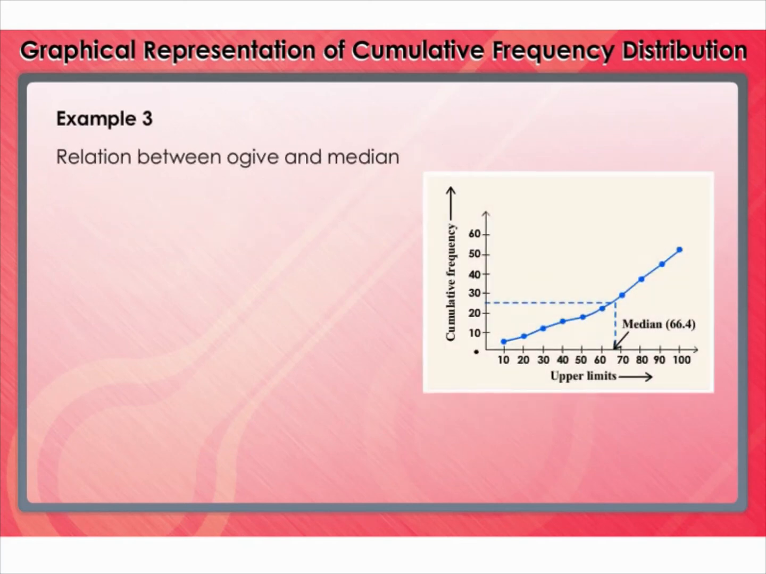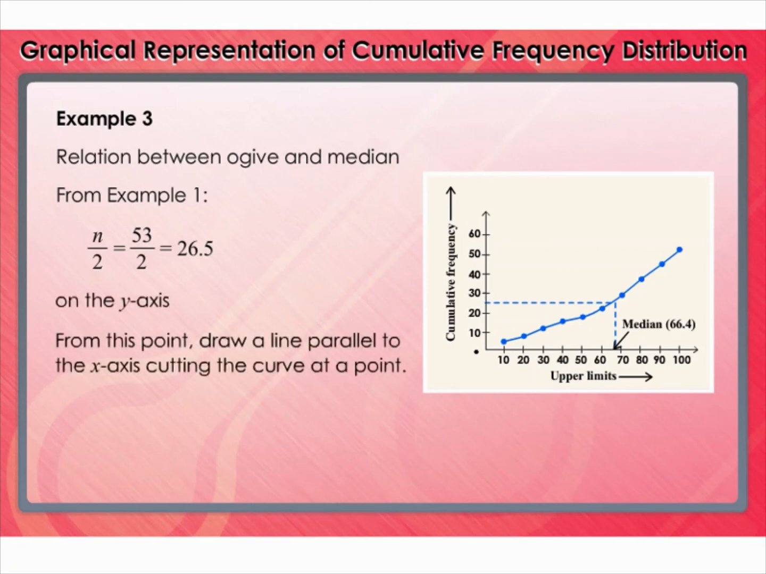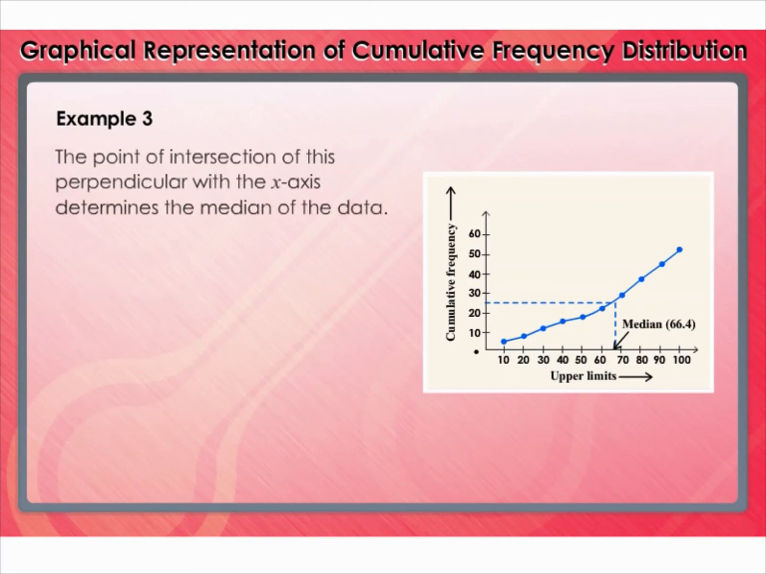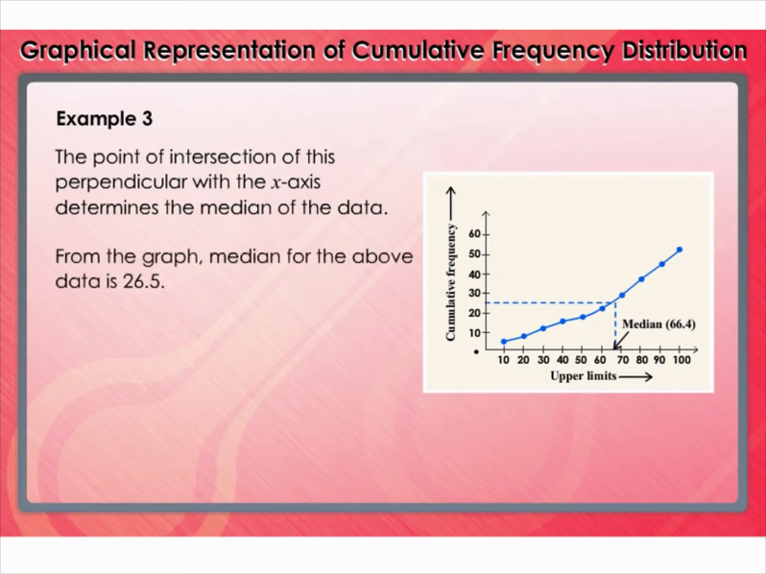Relationship between ogive and median. From example 1, n by 2 is equal to 53 by 2, that's equal to 26.5, on the y-axis. From this point, draw a line parallel to the x-axis cutting the curve at a point. From this point, draw a perpendicular to the x-axis. The point of intersection of this perpendicular with the x-axis determines the median of the data. From the graph, median for the above data is 26.5.